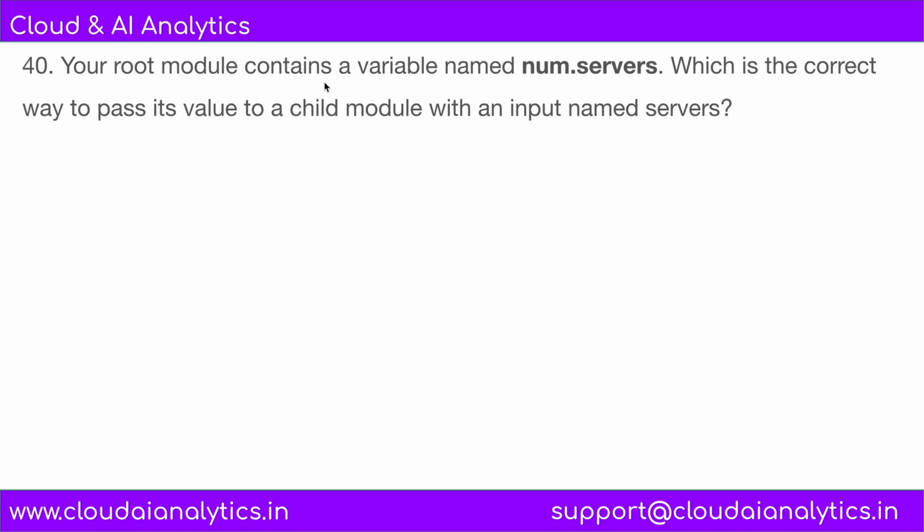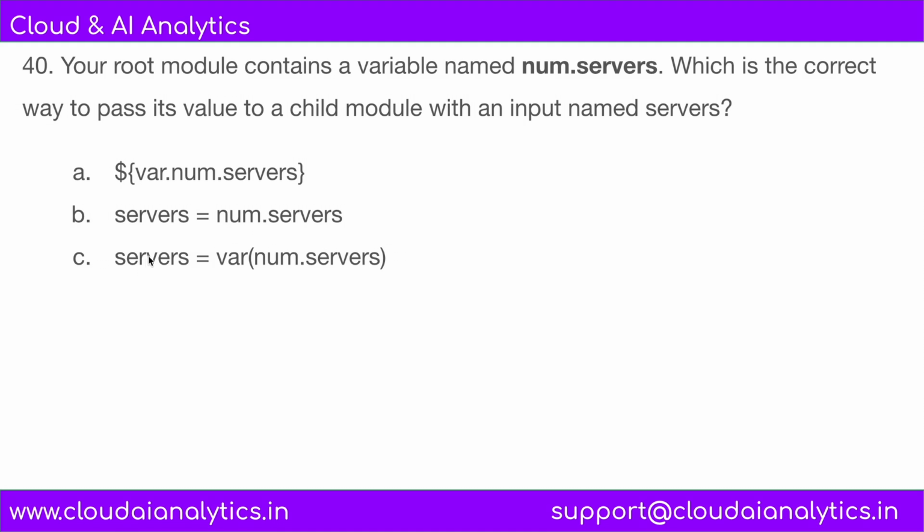Now moving on to the next question. Your root module contains a variable named num_service. Which is the correct way to pass its value to a child module with an input named service? Option A, variable.num_service. Option B, service equal to num_service. Option C, service equal to variable num_service. And option D, service equal to var.num_service. Now pause the video, understand the question, understand the options, and then come up with the right answer.